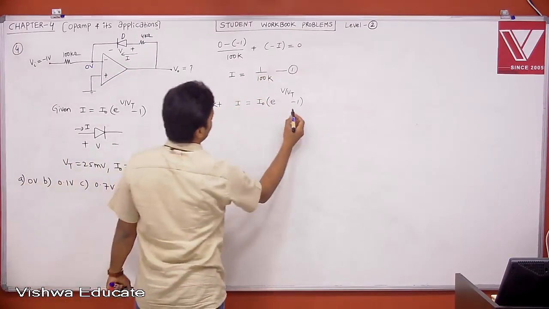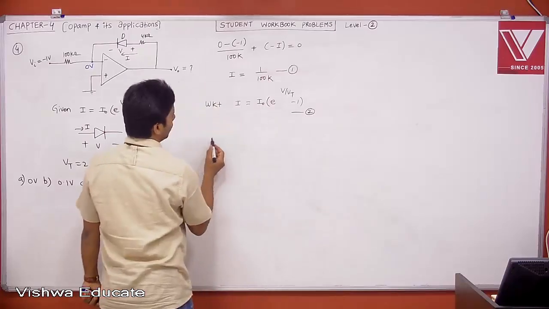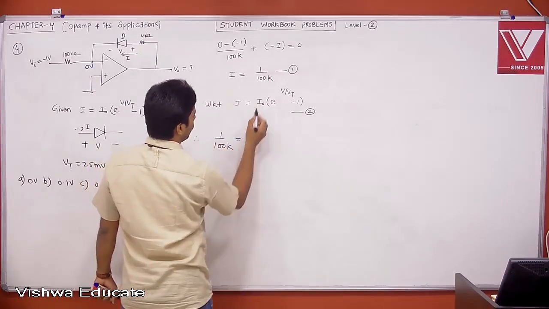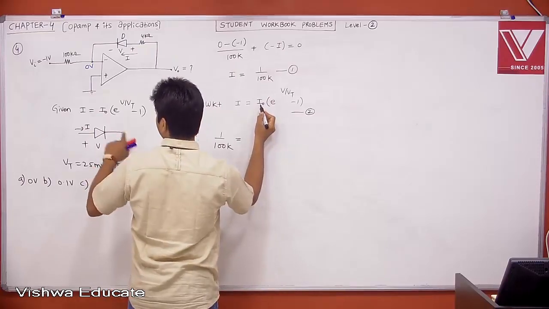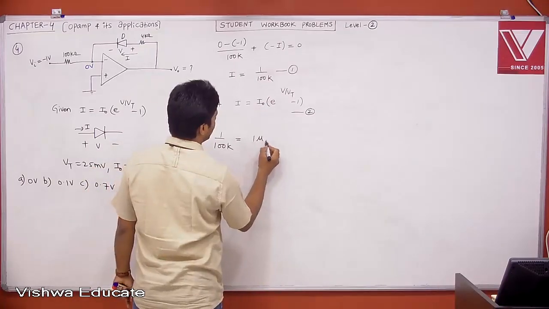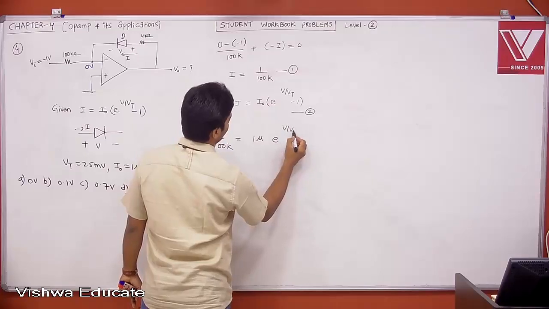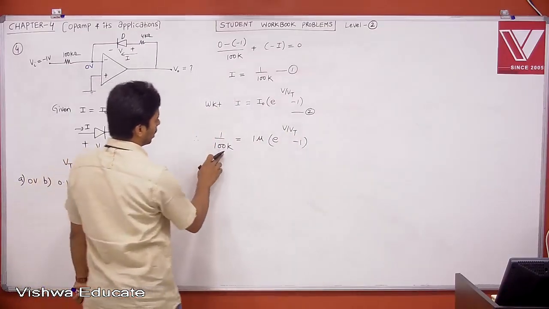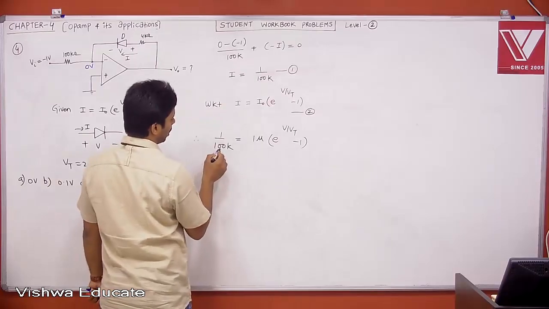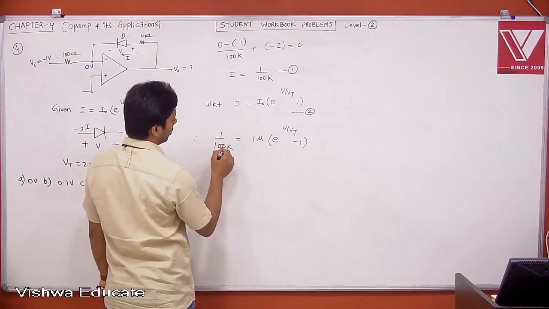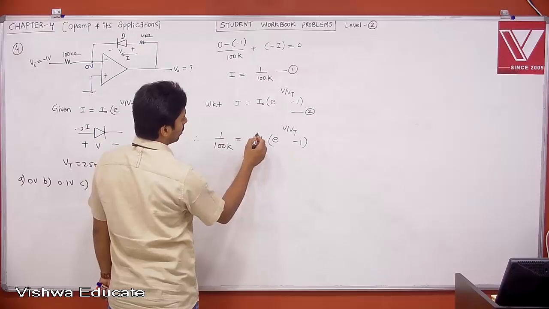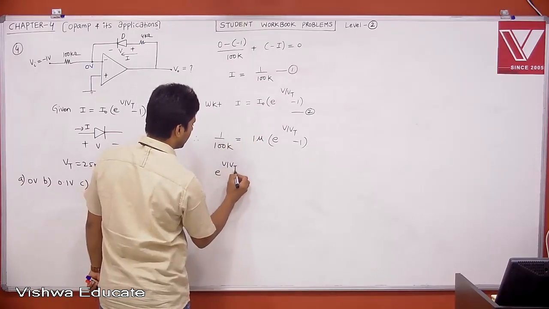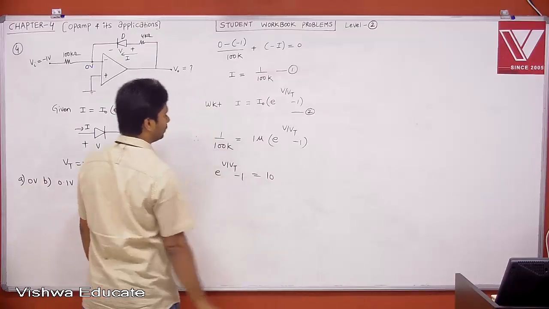Therefore, you equate equations 1 and 2, so 1 by 100k is equal to I0, which is already given as 1 micro, times e to the power of V by Vt minus 1, where Vt is already given. Now if you multiply by 100k, that is 100k into 1 micro, 10 to the power of 5 into 10 to the power minus 6, which is 0.1, that is 1 by 10, so it becomes 10. Therefore, e to the power of V by Vt minus 1 is equal to 10.